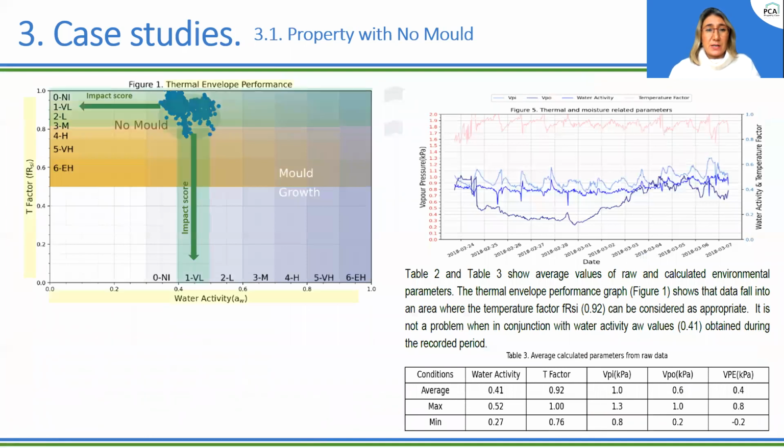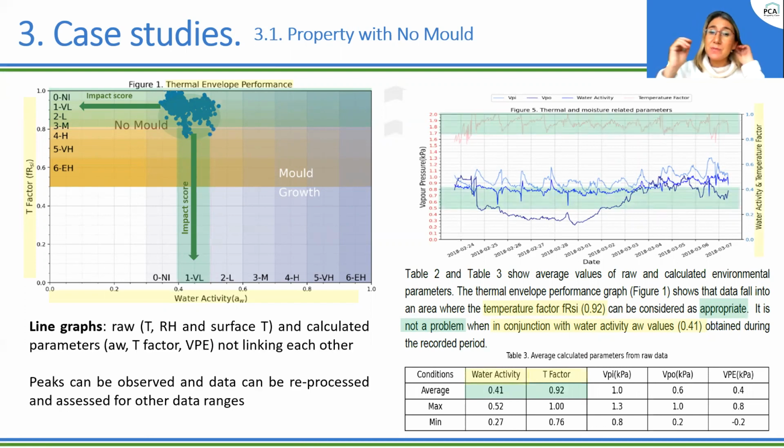So this is a summary, so we can see the same graph, but also we can see the text that is considering the average values. So the temperature factor, 0.92, even though it's an average, but as a whole, it can be considered as appropriate, and it is not a problem when in conjunction with water activity values, which as an average has the value of 0.41. Then we have our line graphs, which are taking in consideration the raw and calculated parameters, but no link in each other, as the BMI graphs do.